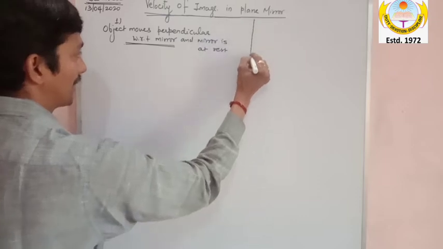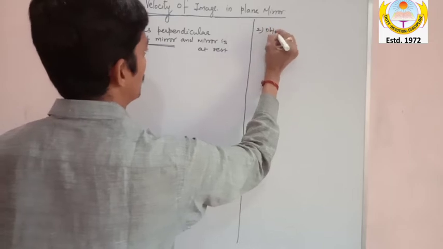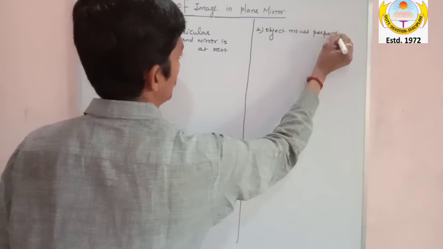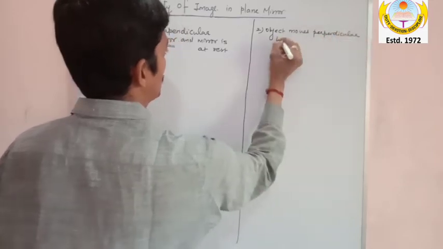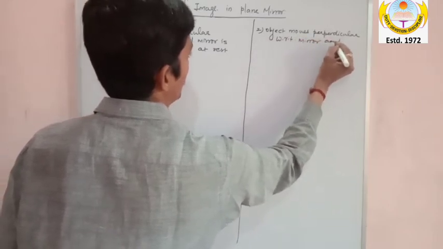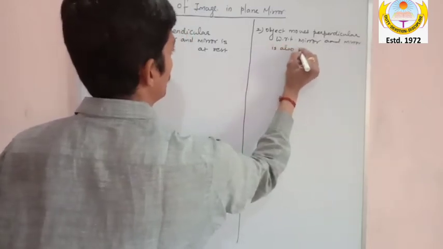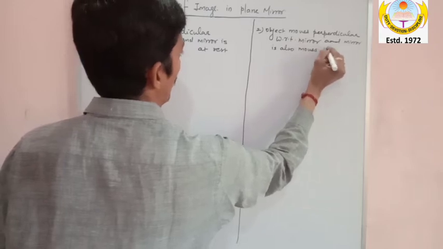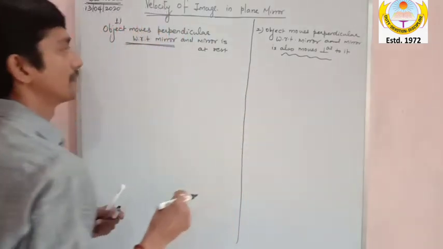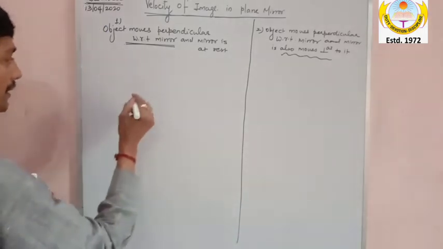Here I will make another case, that is case 2. The object moves perpendicular with respect to the mirror, and the mirror is also moved perpendicular to it. I will show you the figure, but look at this case first.